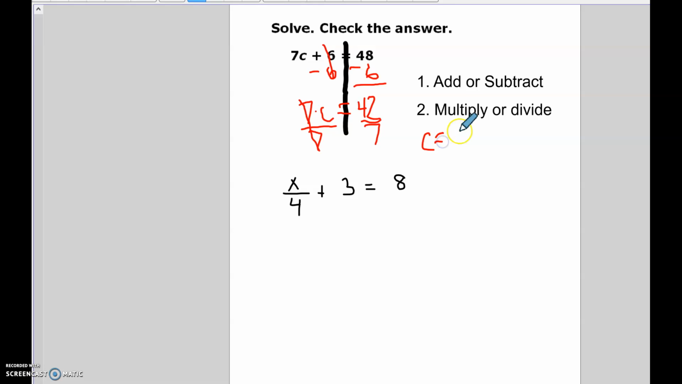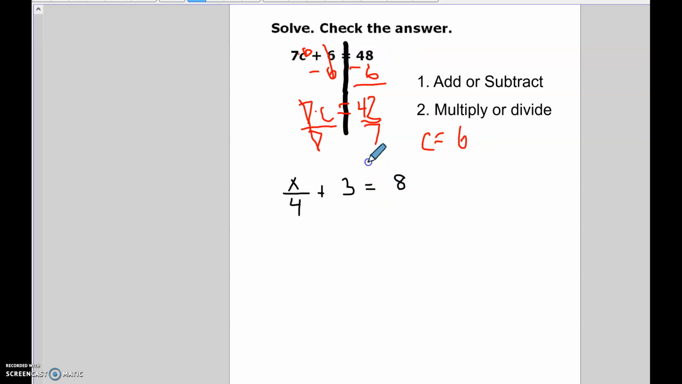Okay, and then this is what this means. If I put 6 here and multiply by 7, 7 times 6 is 42. 42 plus 6 equals 48, so that's why the answer is 6.